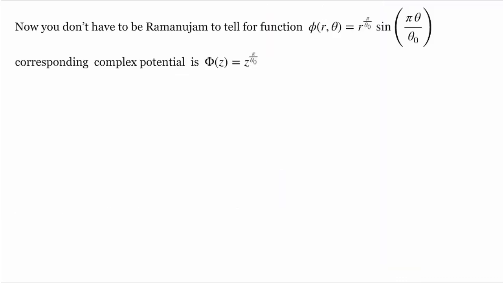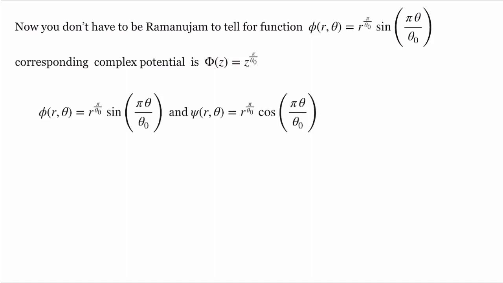Yes. To analyze this function using the complex variable, you find it is interestingly simple. So given phi of r, theta as r to the power pi by theta naught times sine of pi theta by theta naught, it is easy to make a guess and show that the complex potential is z to the power pi by theta naught. Okay, you don't have to be a genius mathematician to make this guess. Now you have been conventionally told that the phi and psi have to be written in a specific order.